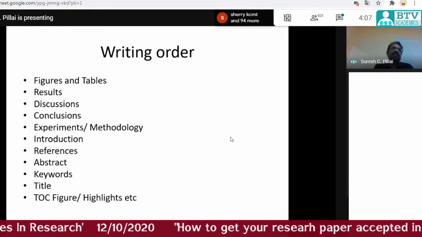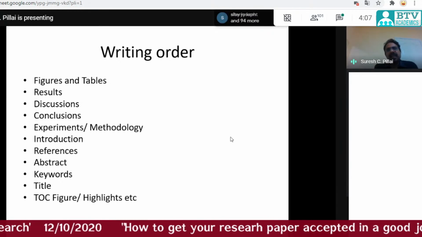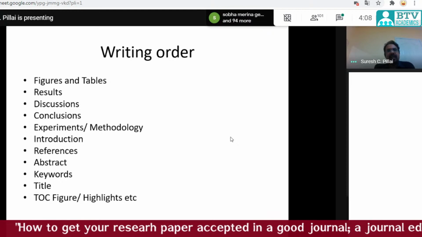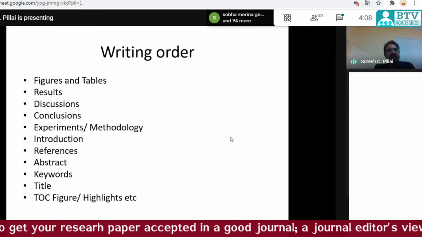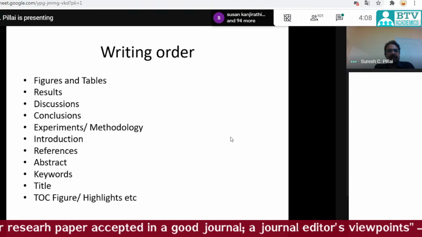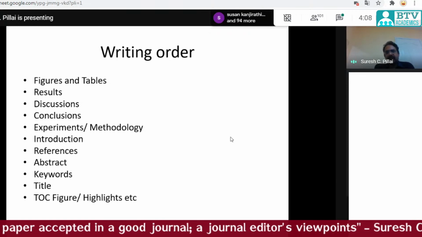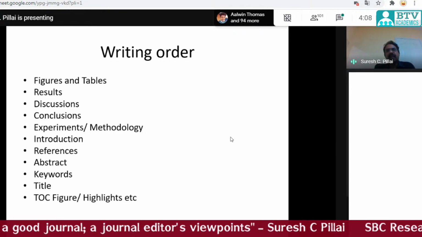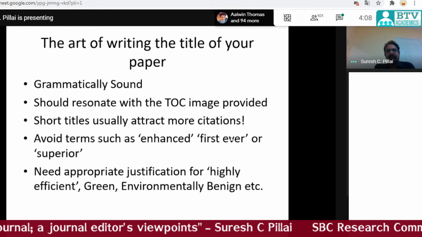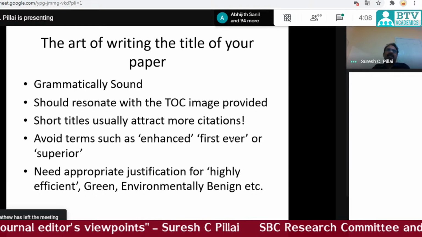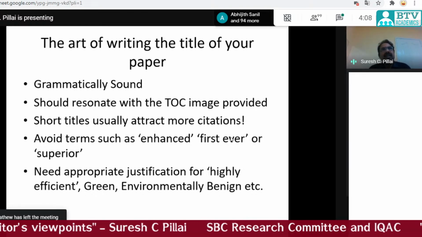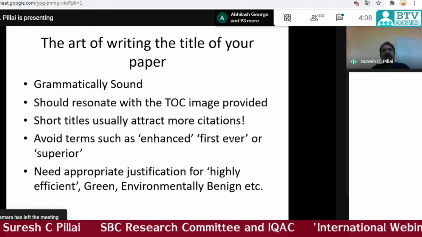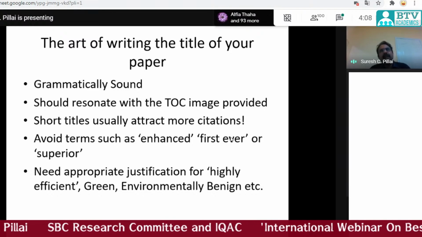So write it in your own words. Put the methods first, then put all the figures and tables. That is the results. Based on those results, you can write the discussions. Then you can write the conclusions, introduction, references, abstract, keywords, title, and TOC and highlights, etc. So that is how you start writing the paper. It's an art. Writing a paper is an art. It's like writing a story, a short story, or a novel, or a movie screenplay.